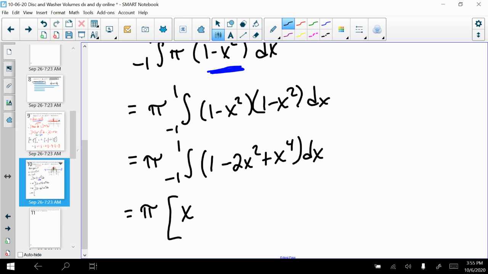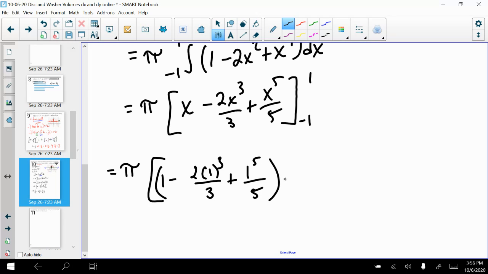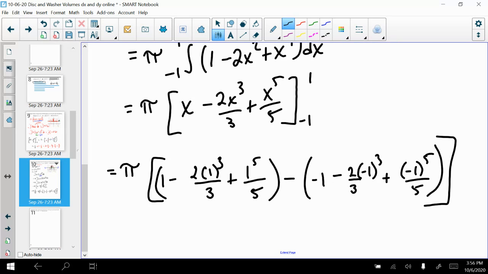Integral of 1 is x. Integral of this is -2x cubed over 3 plus x to the 5th over 5. Evaluated now from -1 to 1. And now we just need to plug in. Pi, 1 minus 2 times 1 cubed over 3, plus 1 to the 5th over 5. This is our first one. We're going to subtract from that a -1 minus 2 over 3, -1 cubed, plus a -1 to the 5th over 5. All that's multiplied by pi.